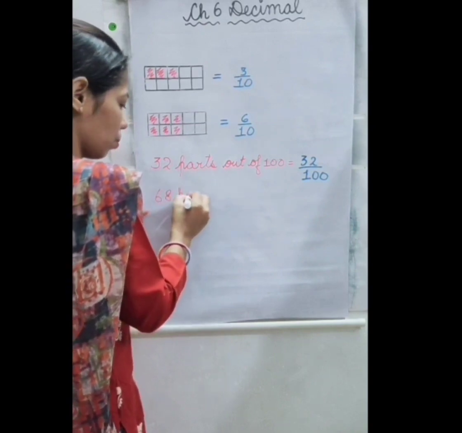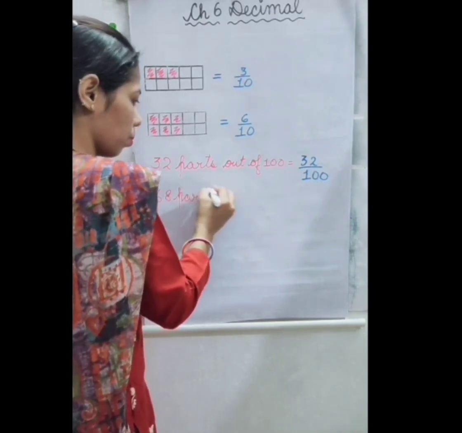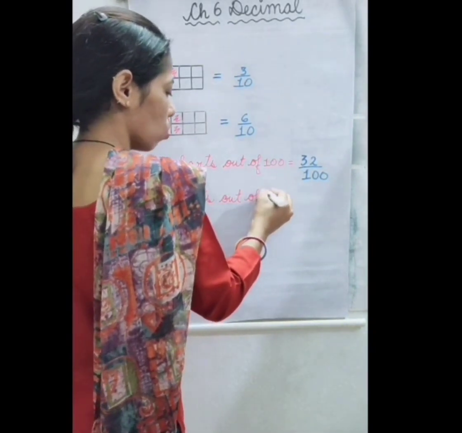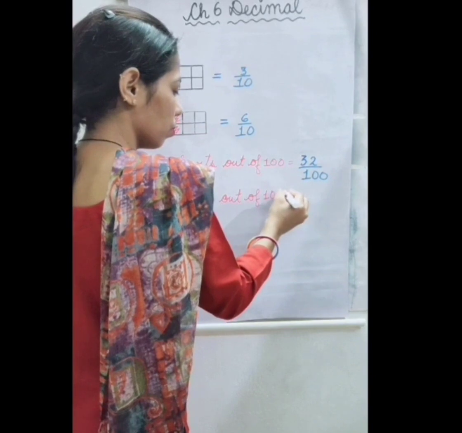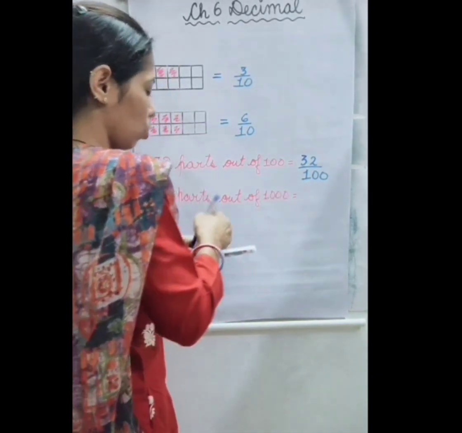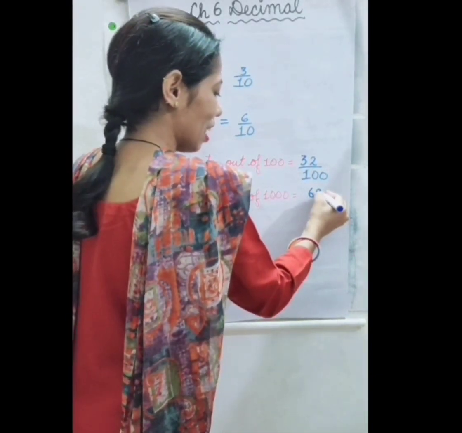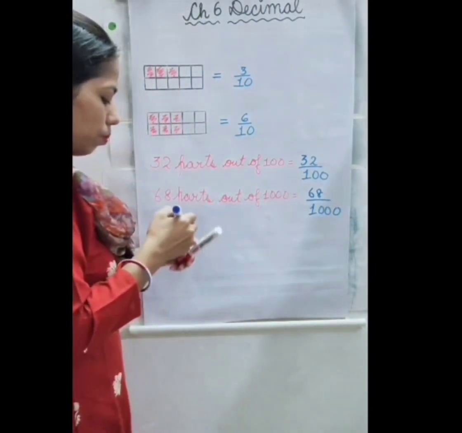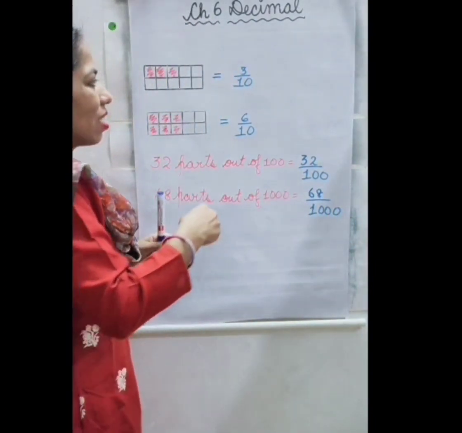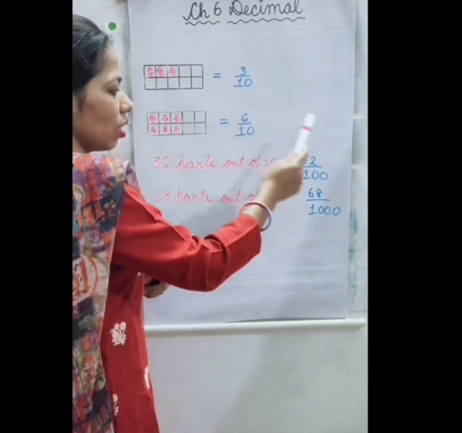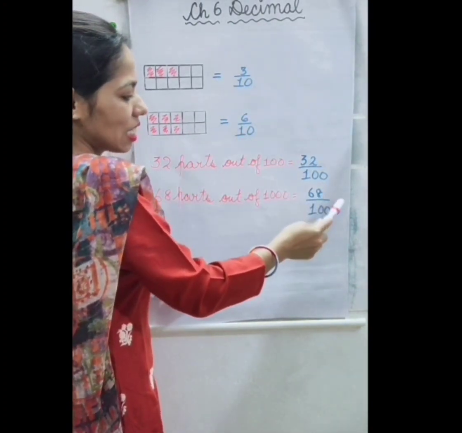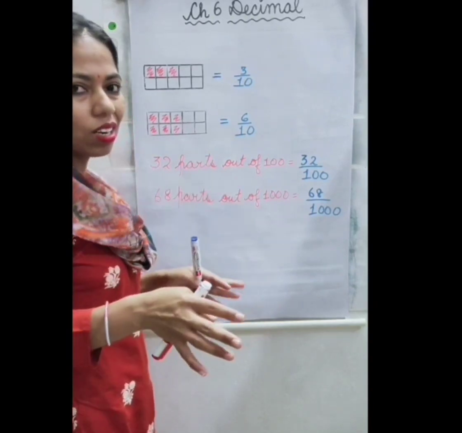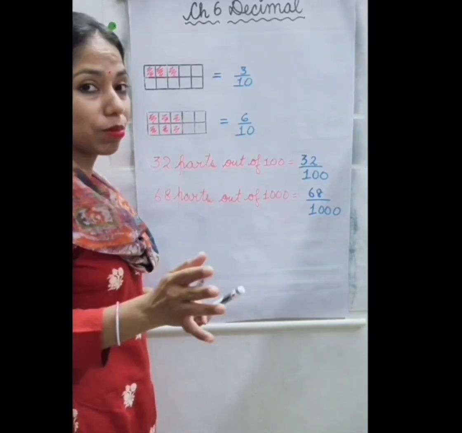And 68 parts out of 1000, we can write as 68 by 1000. So as you can see here, 3 by 10, 6 by 10, 32 by 100, 68 by 1000. What are all these fractions? These are all decimal numbers.